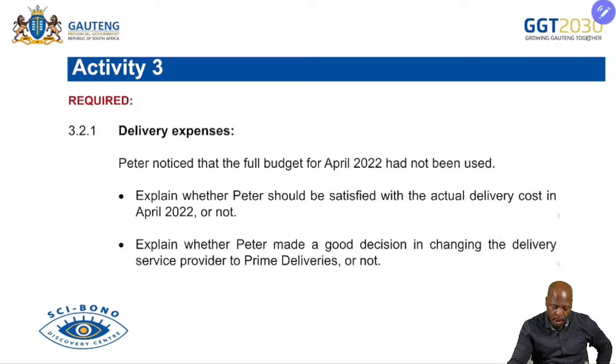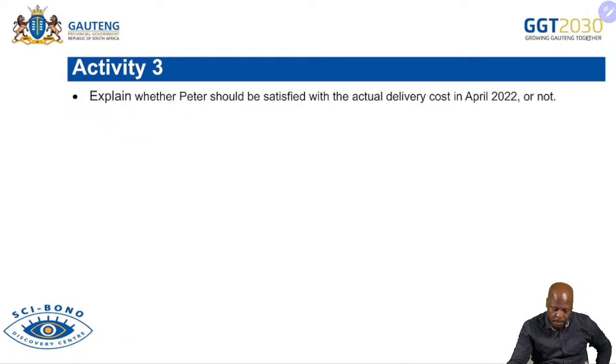In April, Peter decided. Now, here are the demands. You must now explain whether Peter should be satisfied with the actual delivery cost in April or not. Explain whether Peter made a good decision in changing the delivery service provider to Prime Deliveries or not. Explain whether Peter should be satisfied with the actual delivery cost.